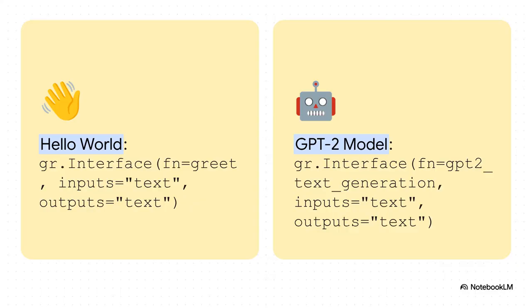And this is the aha moment. This is the absolute magic of Gradio. Just look. On the left, you've got the interface code for our simple greet function. On the right, the code for the super complex GPT-2 model. See it? They are practically identical. The only thing that changed was the name of the function we pointed fn to.